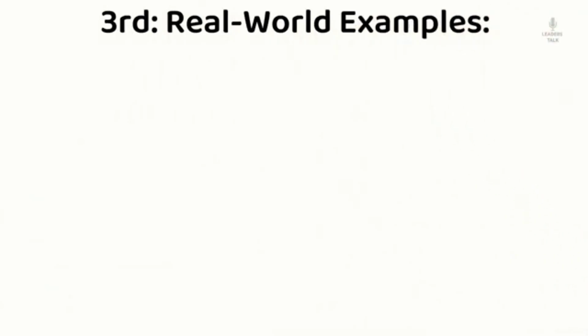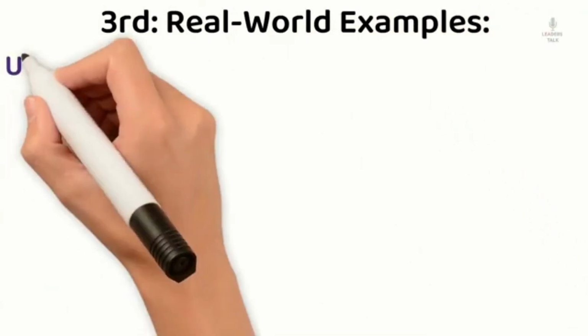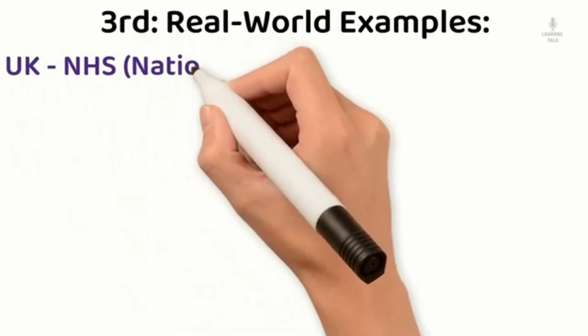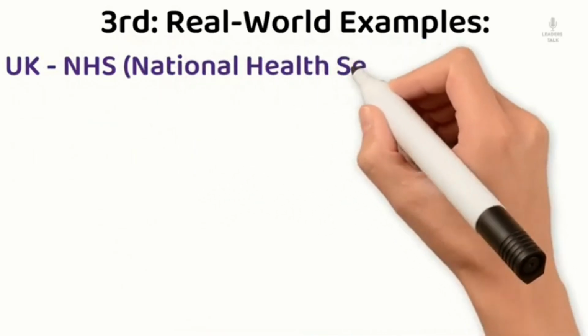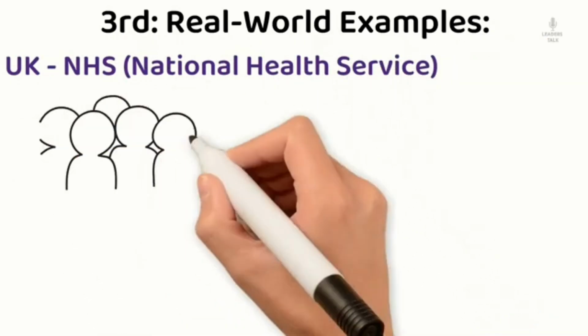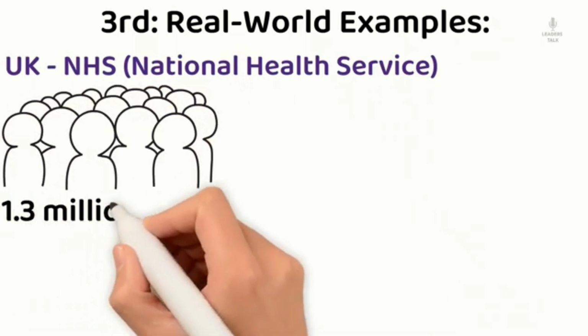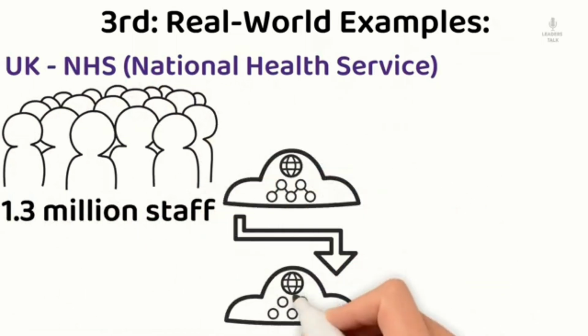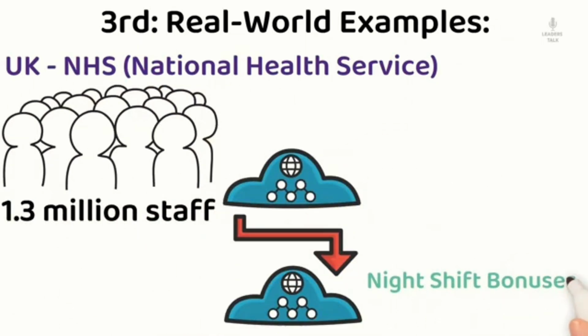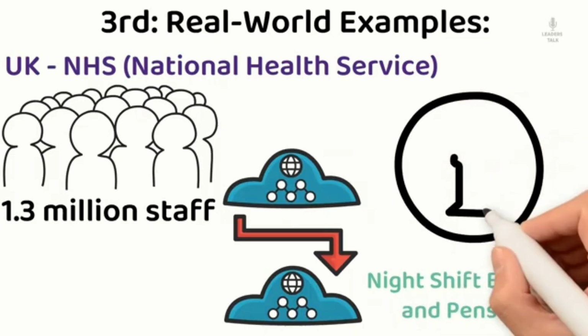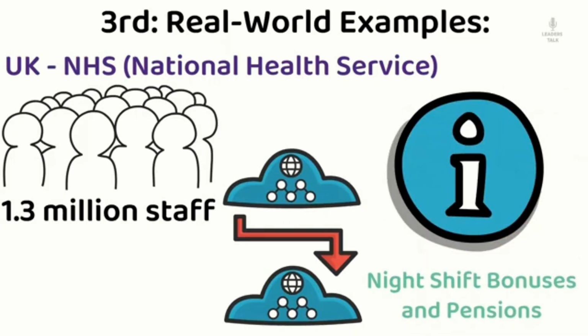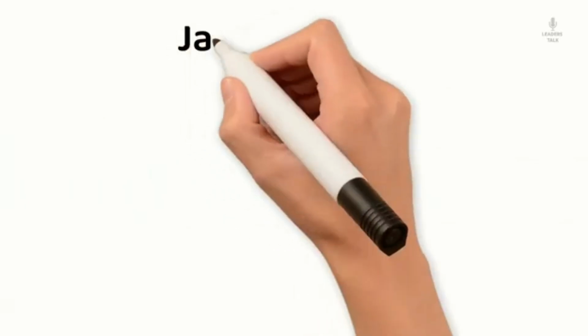Third, real-world examples. Let's look at a few global payroll challenges and how businesses solve them. Number 1, UK NHS, National Health Service. The NHS pays over 1.3 million staff. They use centralized systems to process complex salary structures, including night shift bonuses and pensions. They must submit real-time information, RTI, to HMRC every time they run payroll.